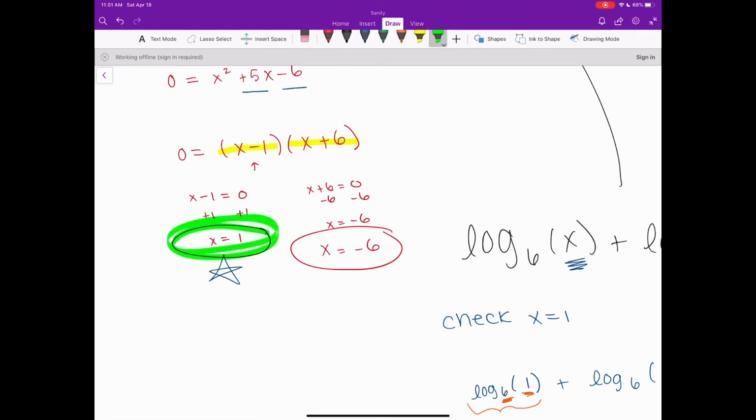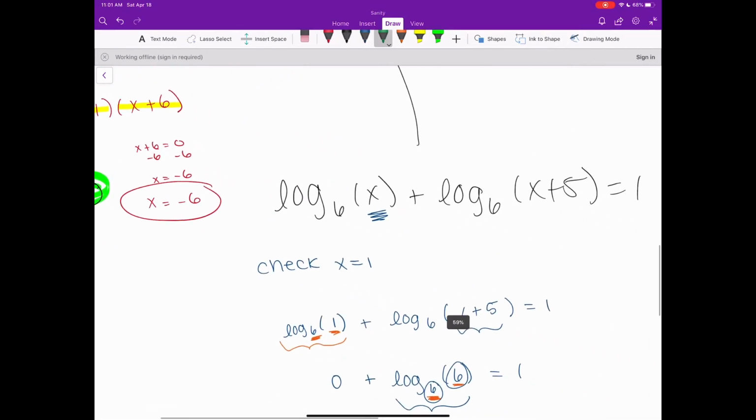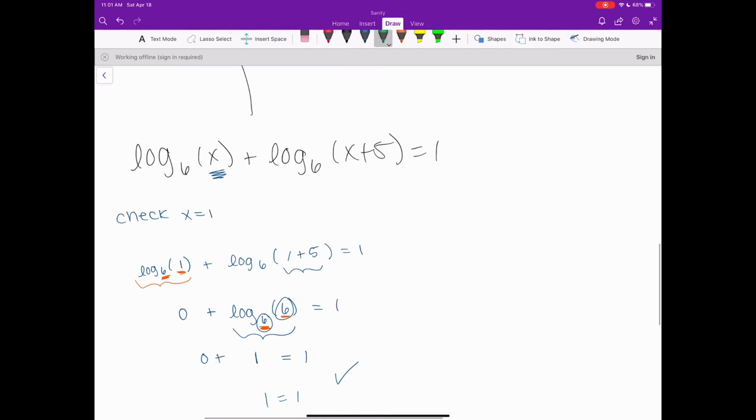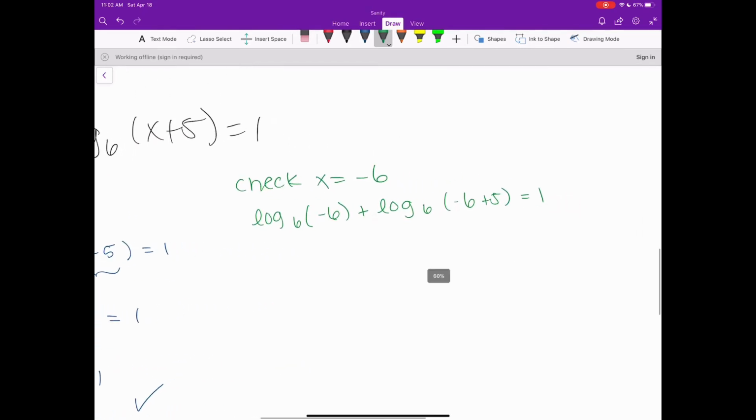Let's check negative 6 real quick. So I'm going to check -6. I'm going to use the green. Here is my check of x equals -6. I'm going to plug that in. Log base 6 of -6 plus log base 6 of -6 plus 5 equals 1. Okay, let's try and work this out, see what we get.